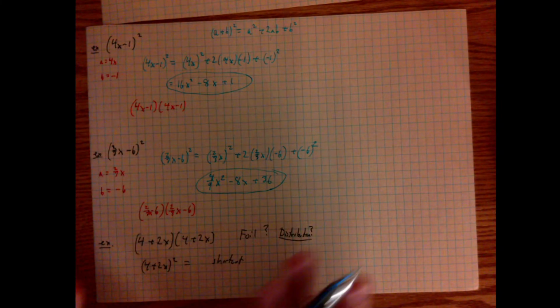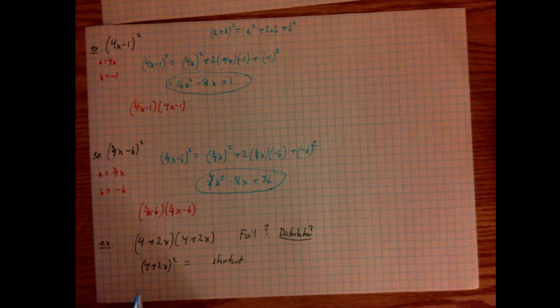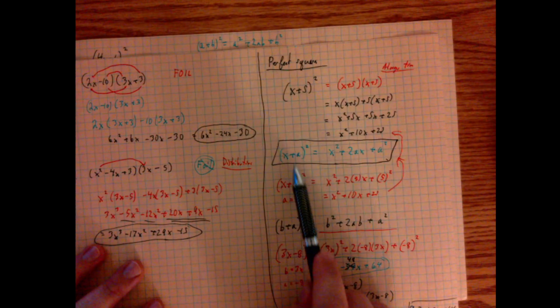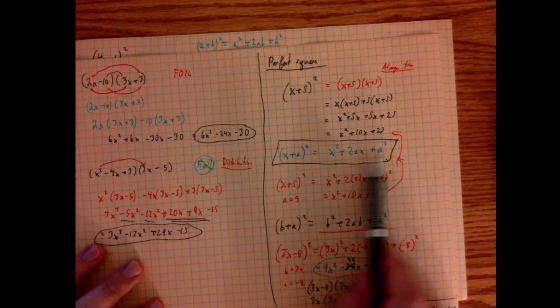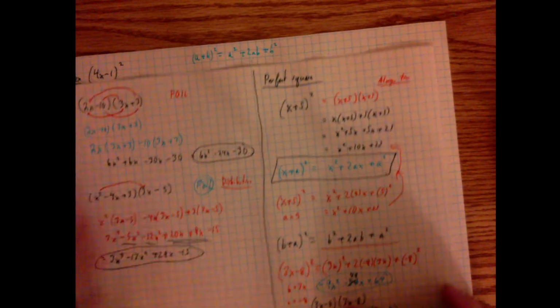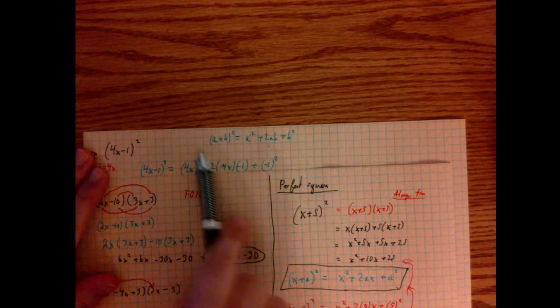So there it is. That's our first part of our homework tonight. This is referred to again as the perfect square formula. And there's two different versions of it. There's the x plus a formula, which is fine. It works pretty well. The other version is the a plus b formula. It works really well too.